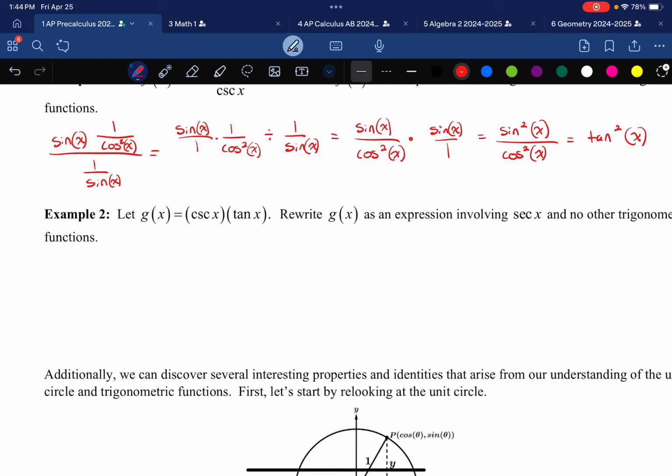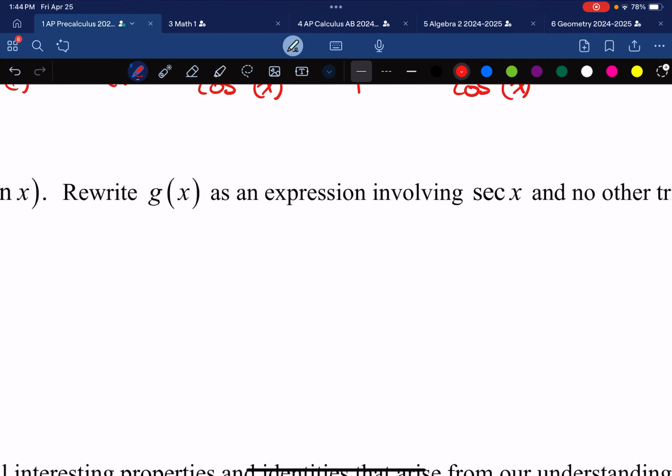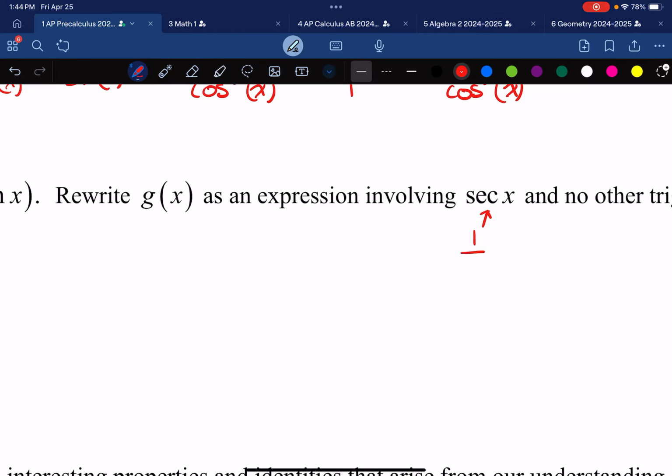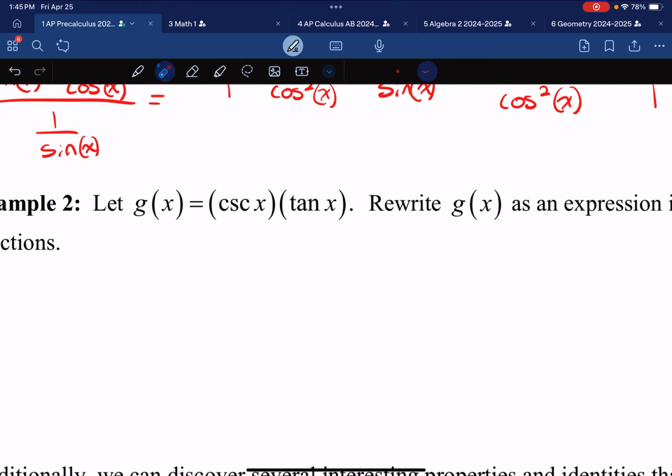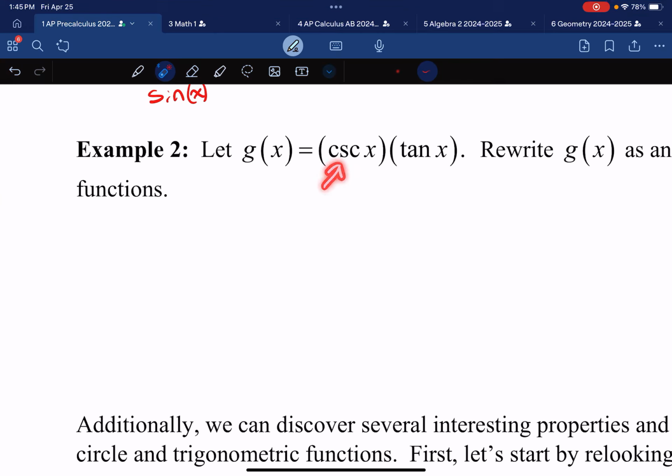Let's try another one. In this scenario, I have a puzzle where I'm trying to only have secant of x and nothing else. So secant, I'll remind myself, is the same thing as 1 over cosine. So really my strategy is to make sure I put all the cosines in the bottom and only have cosines. I don't want any sines or anything messing me up. So let's use the definition. This cosecant right here, because the middle letter is s, is going to be sine. It's going to be 1 over that sine, and this says times tangent of x.